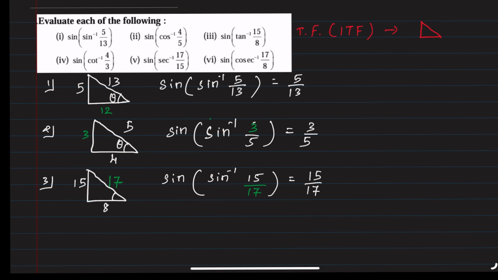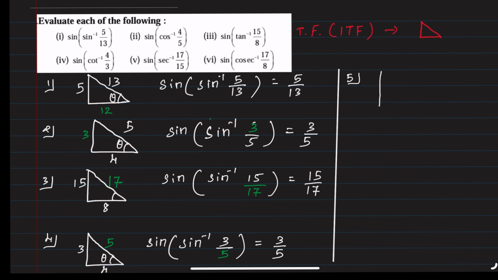Okay. Fourth one, sine of cot inverse 4 by 3. Again we'll use the right angle triangle. Angle theta. Cot means adjacent upon opposite. So according to the triplet, the value should be equals to 5. So now we can write this as sine of, instead of cot inverse, I can write sine inverse. What is sine? Opposite upon hypotenuse. So 3 upon 5. So the final value should be equals to 3 by 5. Okay, done.